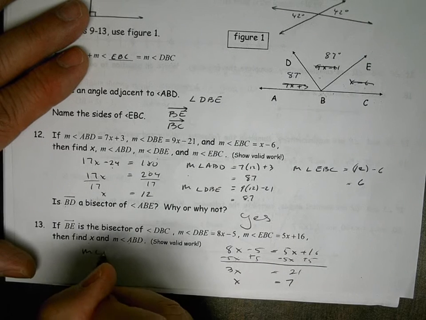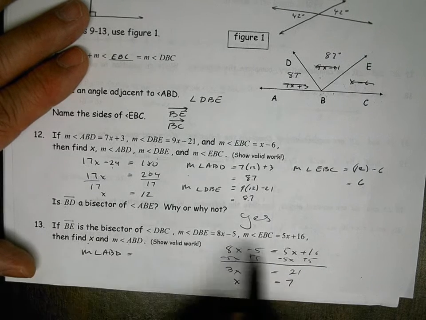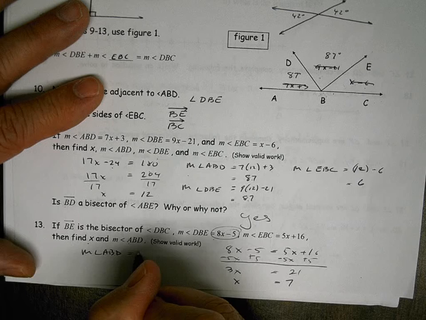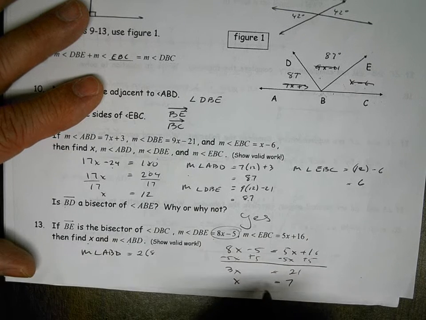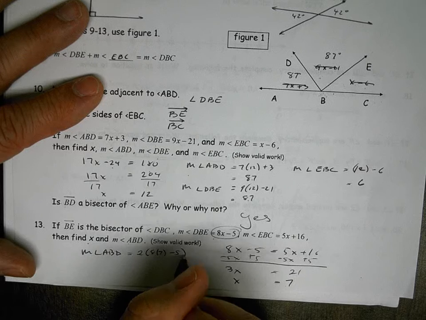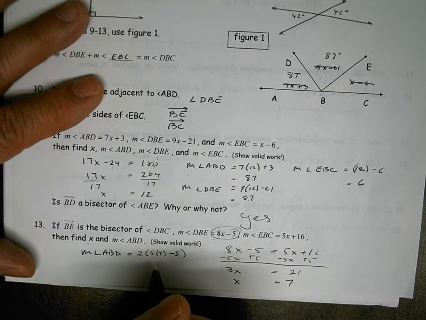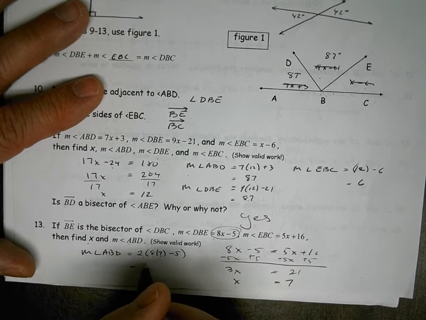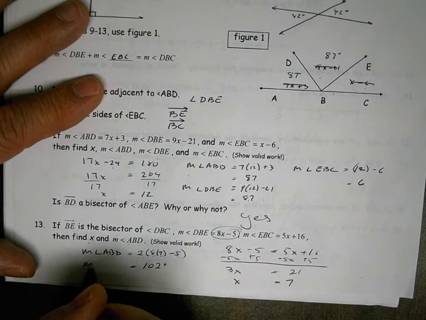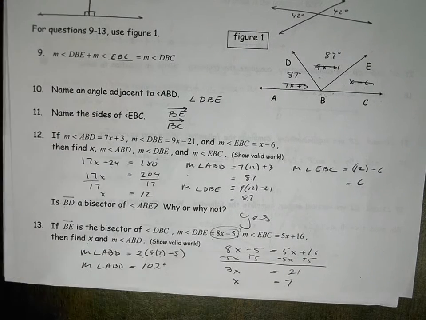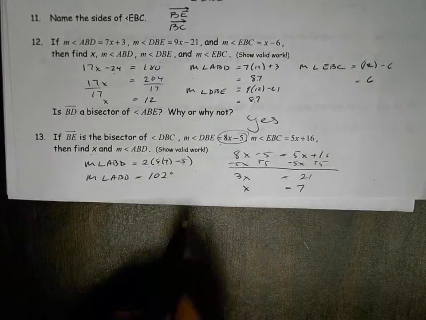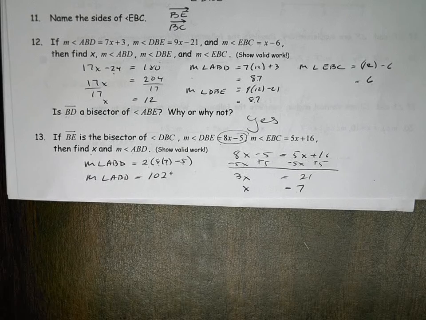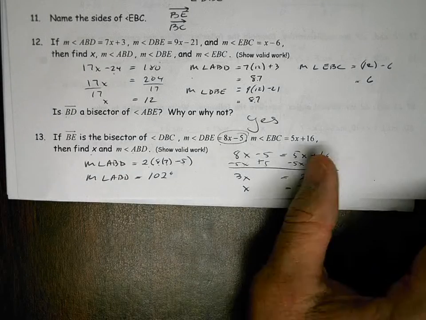Well, the measure of angle ABD is the whole thing. It's 2 of these guys. So I'm just going to go 2 times 8, but instead of x, I'm going to plug in 7, minus 5. So 8 times 7 is 56 minus 5 is 51, and if we double it, we get 102 degrees. Okay, that's a very possible test question right there. So you're going to have to find the measure of the smaller angle and double it to find the measure of the whole angle.